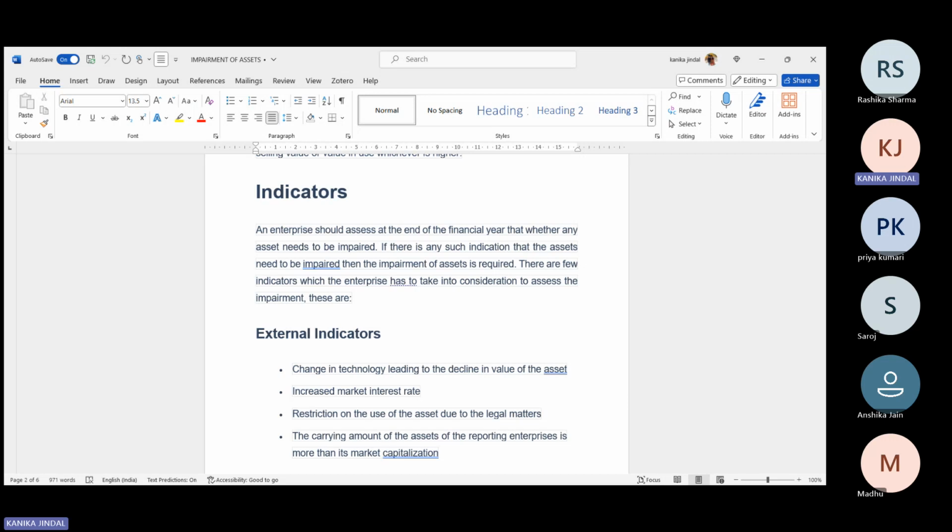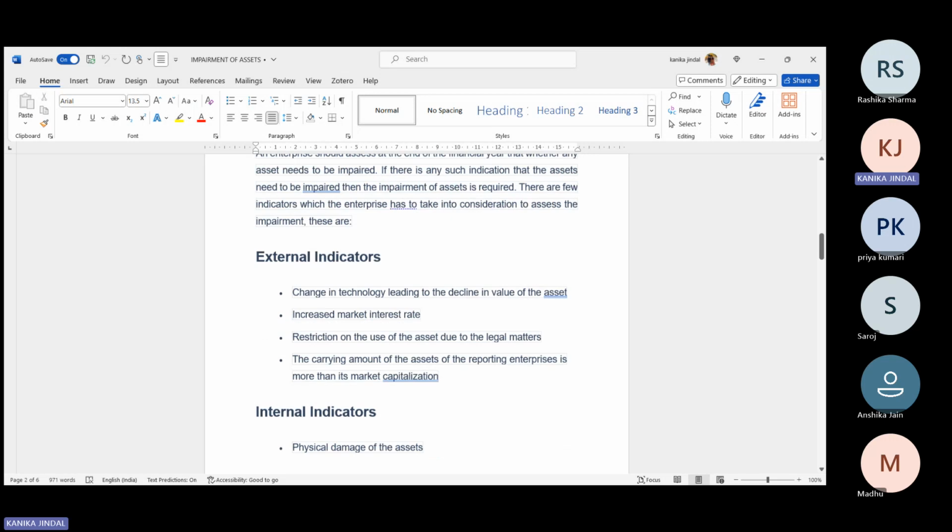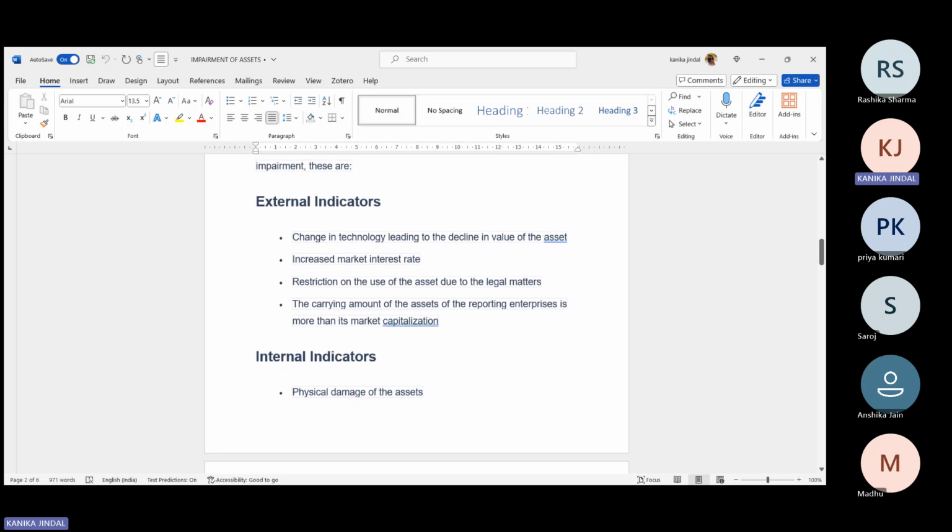So here some indications are given through which the enterprise can decide whether there is any impairment of assets or not. So first is external indicators. These are basically the points after considering which the enterprise can decide whether their assets have to be impaired or not. So there are some external indicators and internal indicators.